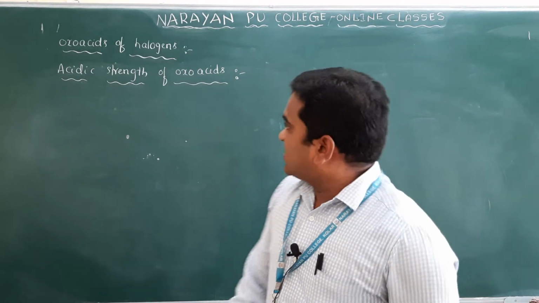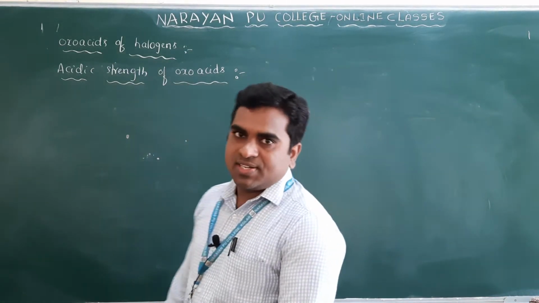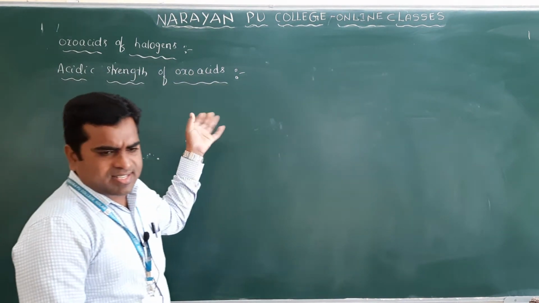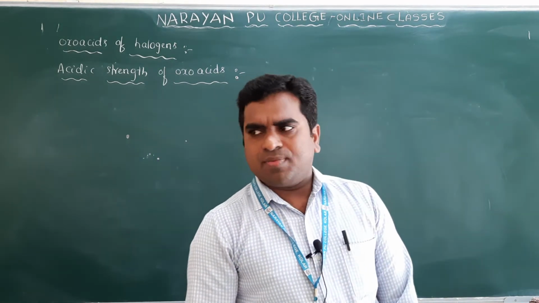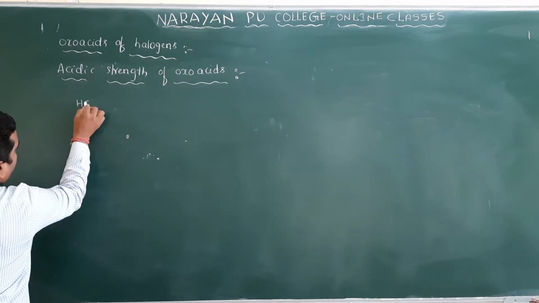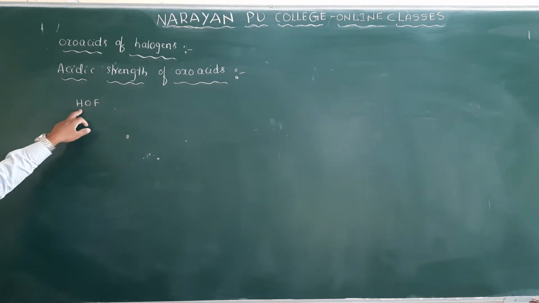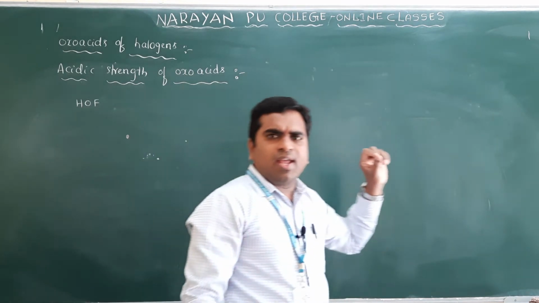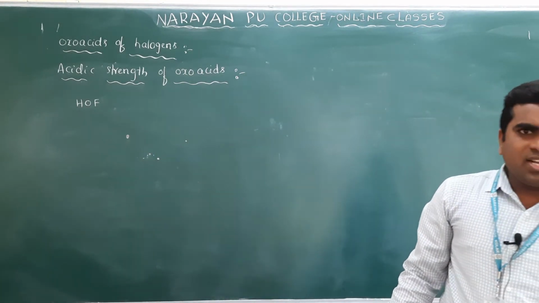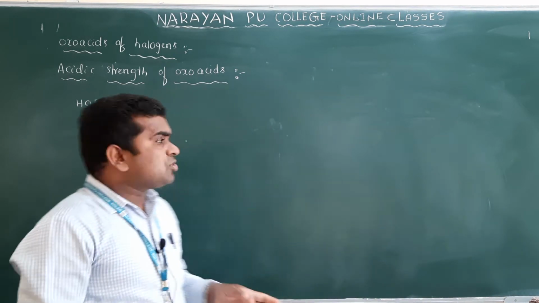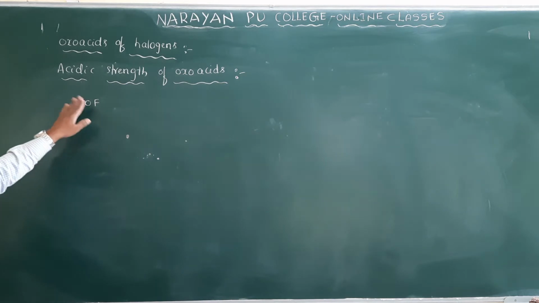So next one is acidic strength of oxoacids. Clear? So if we discuss about the hypohalous acids, what is the acidic strength? Clear? So if you take acidic strength, first I will write here HOF. But you know this molecule is very unstable. Clear? You know I already mentioned fluorine forms only one oxoacid, hypofluorous acid, which is very unstable. So that's why we won't discuss much about this.